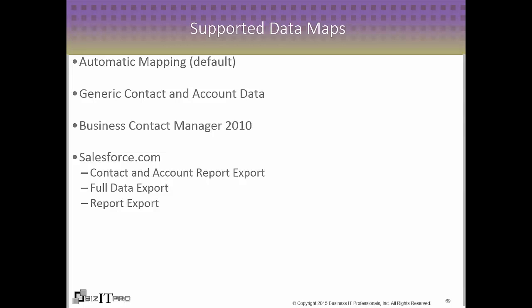Supported data maps. You can start with automatic mapping, which is the default. That assumes that you have properly named the column headers in your import file to match the field names of the columns that you want the data imported into. There's also a generic contact and account data map, a map for Business Contact Manager 2010, and a data map for Salesforce.com data for contact and account report export, a full data export, or a report export.